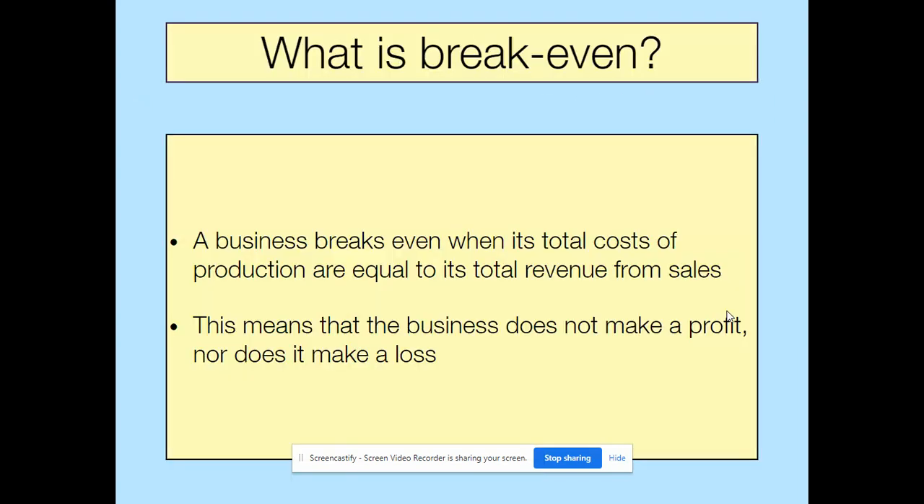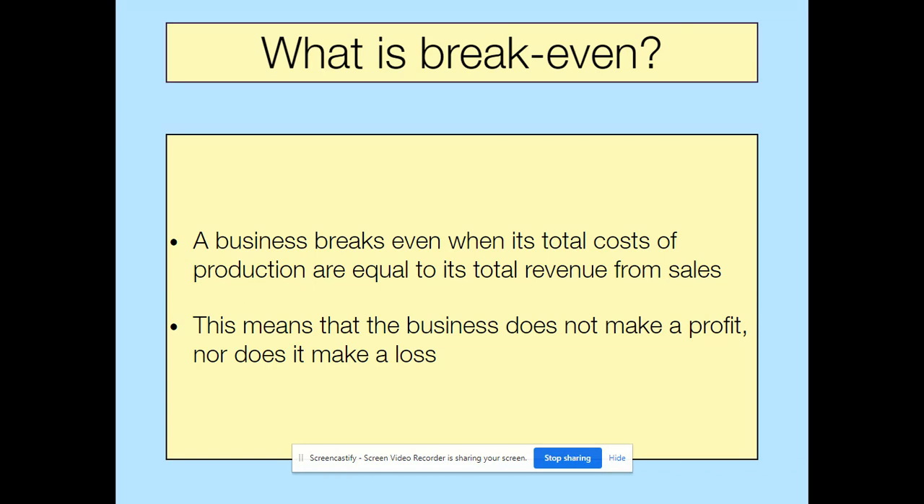Okay, so what is break-even? I mean, this is something that you know, but again, write it down. It's always good to write down everything that I say. So a business breaks even when its total costs of production are equal to its total revenue from sales. Okay, this means that the business does not make a profit and it does not make a loss. And we knew this. Okay, so the profit is equal to zero.